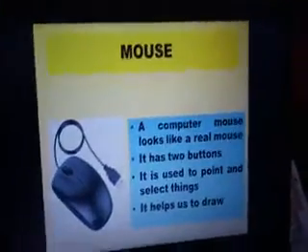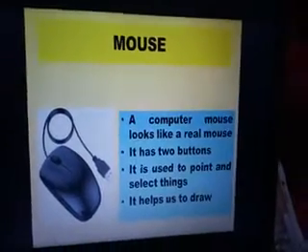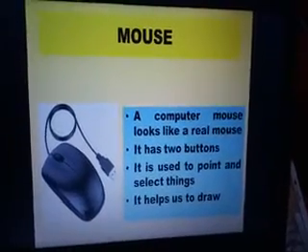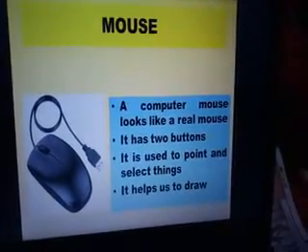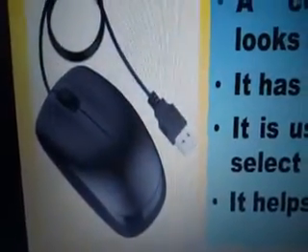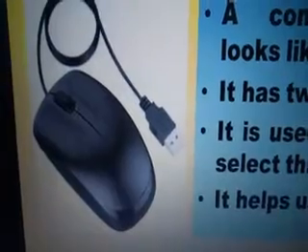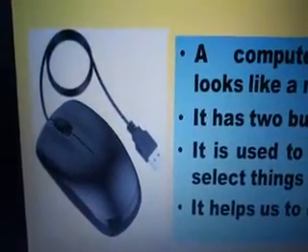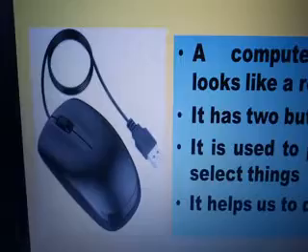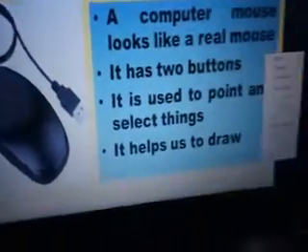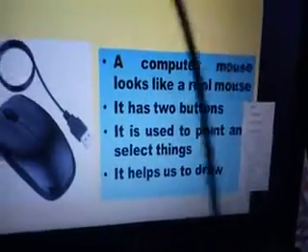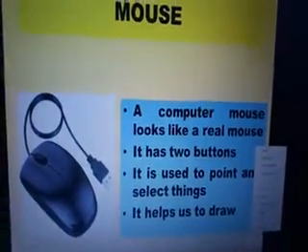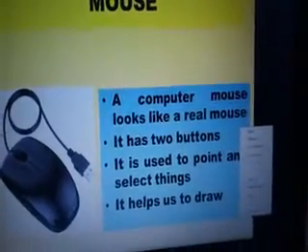The next part of the computer we are going to talk about is the mouse. A computer mouse looks like a real mouse. Really? Does it look like a real mouse? You will say, does it really look like a real mouse? Well, not really, but there are two things. It is small like a real mouse, and do you see that long tail? The long tail the mouse has. These are the two ways we can say that a computer mouse looks like a real mouse.